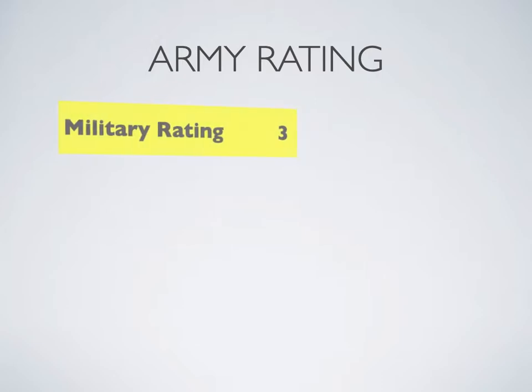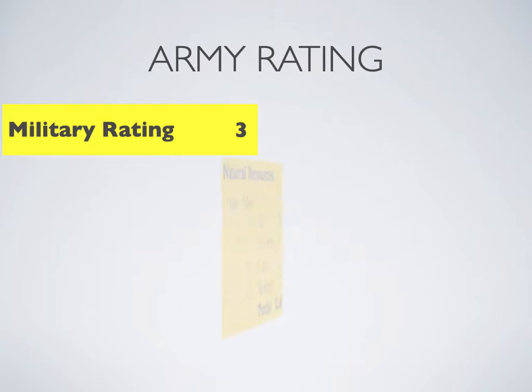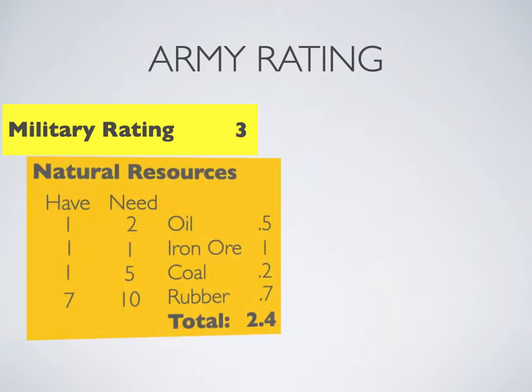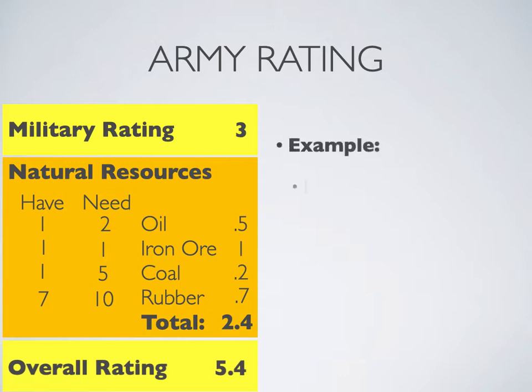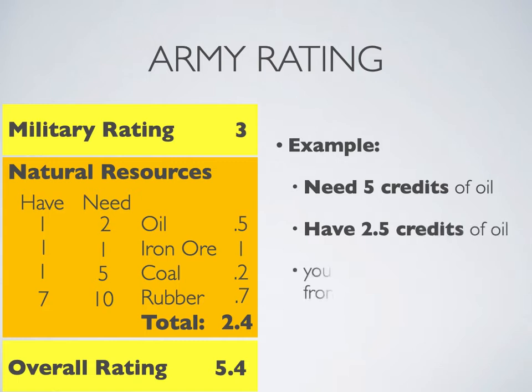Now, the big difference between the World War I simulation and the World War II simulation is the introduction of natural resources and that having an effect on your rating. So everybody starts off with a military rating of whatever it is. In this example, we're using 3 as a military rating. And then there are 4 different natural resources that could combine for a total of 4 points.